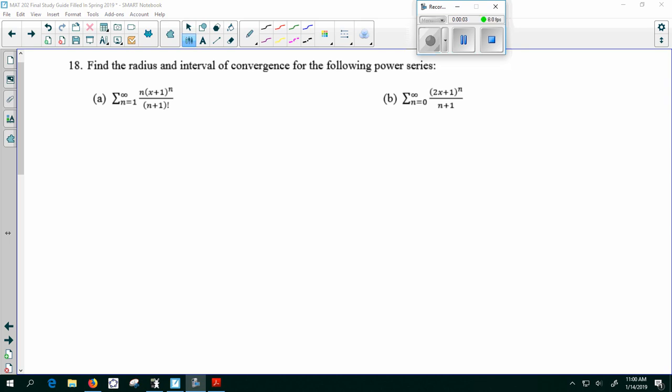We're going to find the radius and interval of convergence for the following power series. So looking at part A to start, I have the sum from n goes from 1 to infinity of n times (x plus 1) to the n over (n plus 1) factorial.